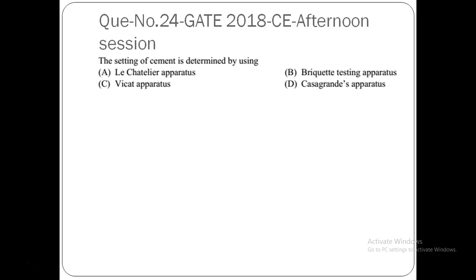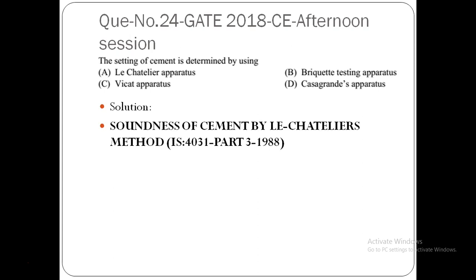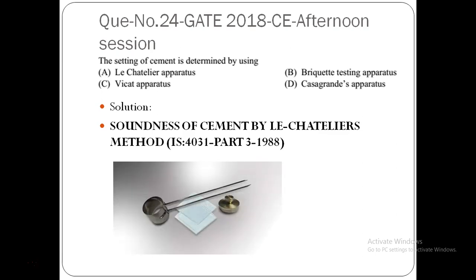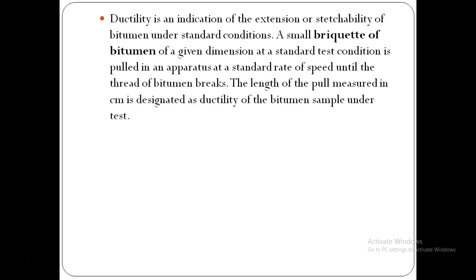The first option is the Lee-Chatelier apparatus. If you have to measure the soundness of cement, then we usually go with the Lee-Chatelier apparatus. This is according to IS 4031 part 3, 1988. This is the diagram for the Lee-Chatelier apparatus.